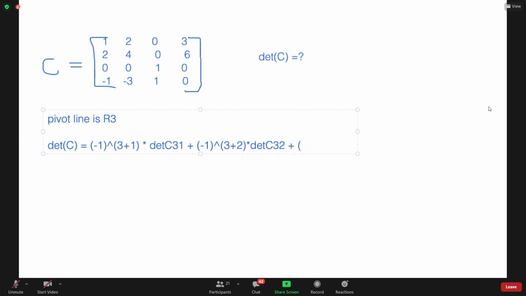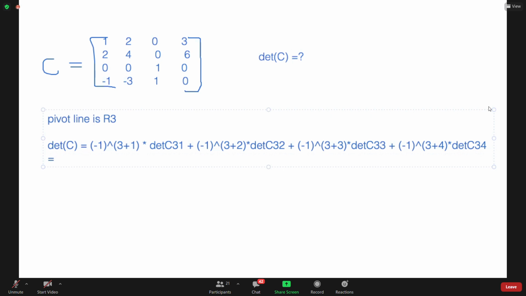Plus, I have -1 to the power position 33, 3 plus 3, multiplied by the determinant of the position C33, plus the last term, -1 to the power position 3 plus 4, multiplied by the determinant of something called position 3, 4. Okay? This is how it begins.